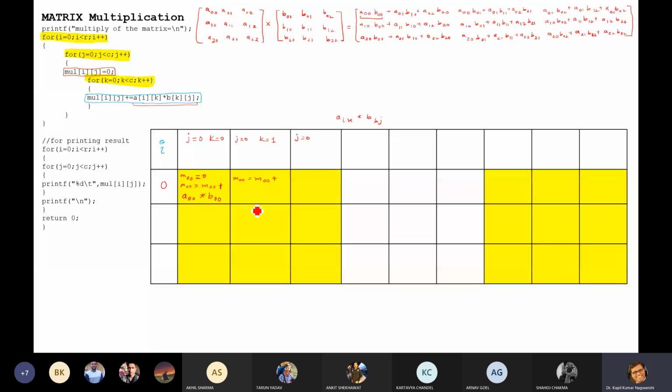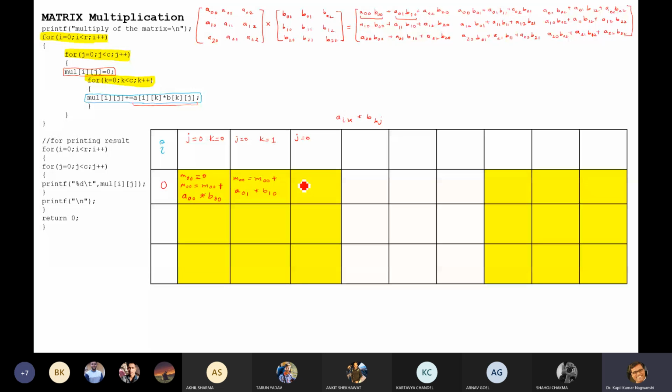So now what will be the answer? This is A ik. So i is 0 and k is 1. So this is A01 multiplied by B kj, which is B10. So this is 01 and 10. Yes or no? Yes. Fine, sir. Now come to the next loop.